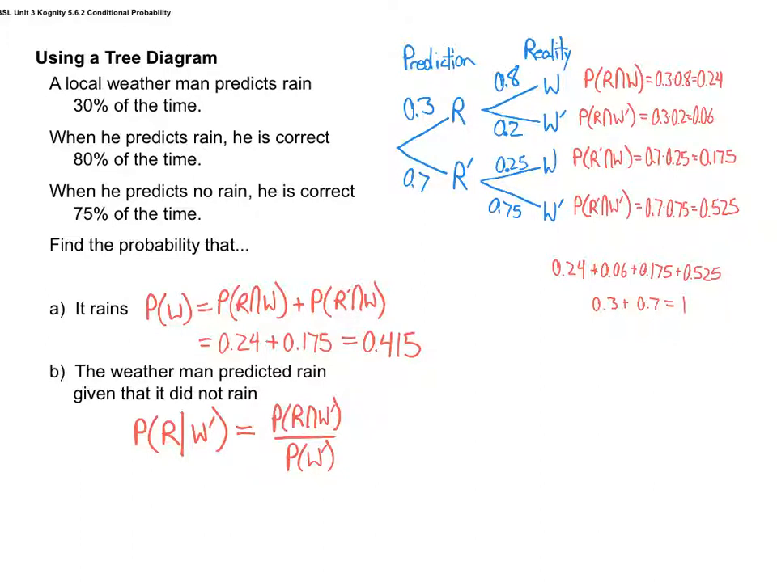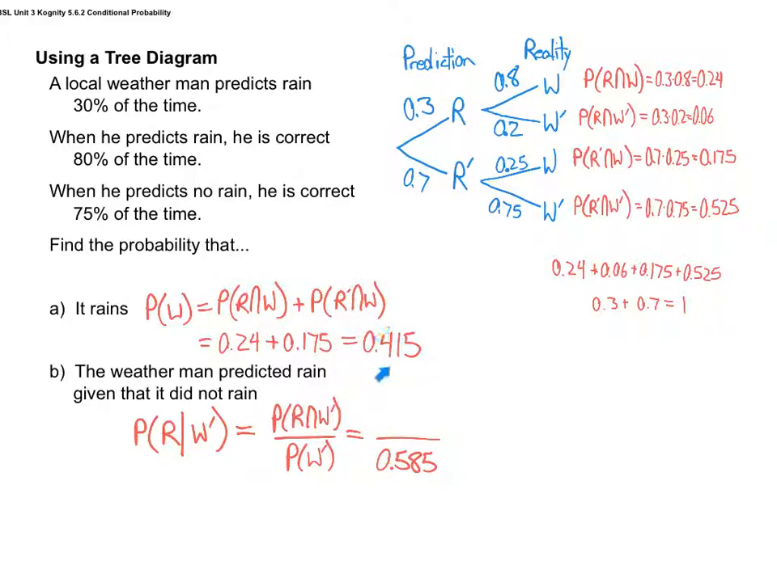Now, to find the probability it did not rain, you could simply look over here. Here it did not rain and here it did not rain. So that's 0.06 plus 0.525. So that's a 0.585. And that's our denominator, 0.585. The other way you could do it, since we already calculated the probability it would rain, how do I get the probability it doesn't rain from that?